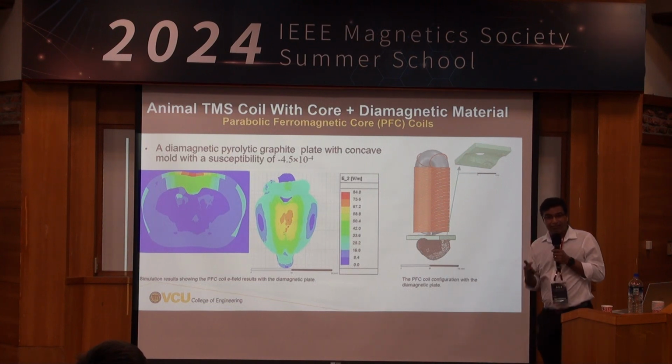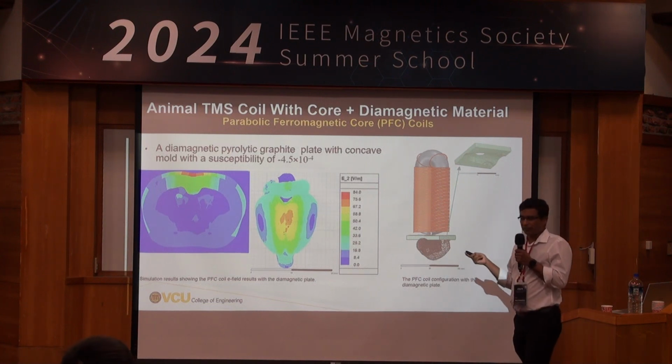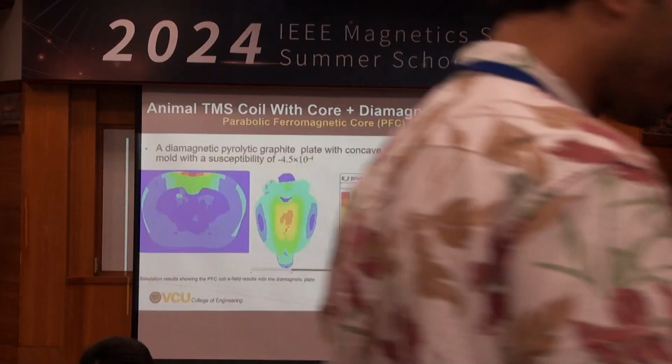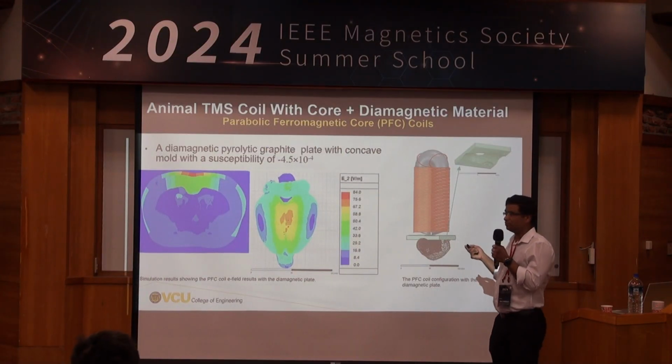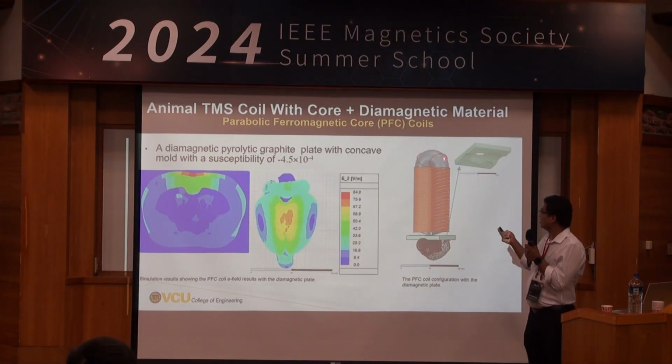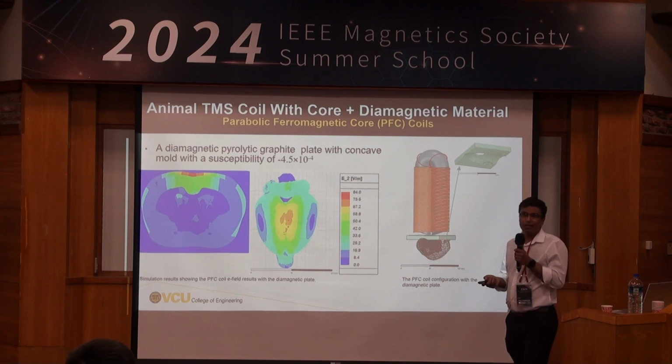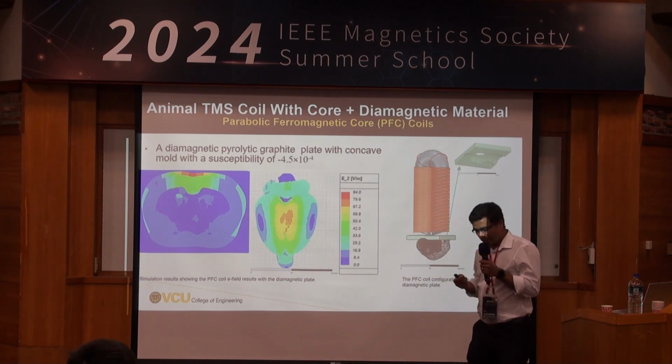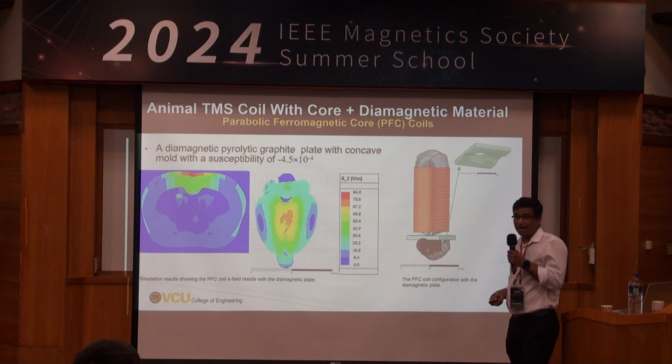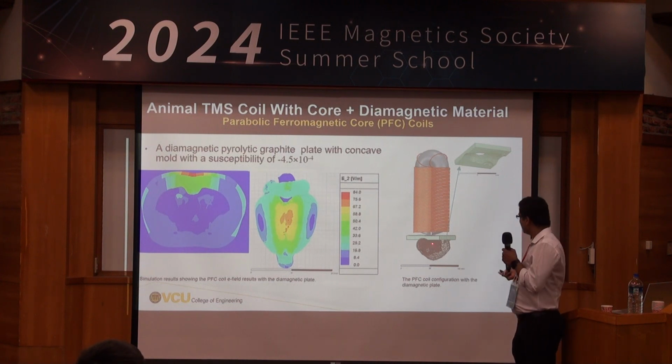So you have to use a core, and we are using a permendur core. It's a cobalt, vanadium, iron alloy. Permendur has very high relative permeability as well as high saturation. So we use permendur for that.